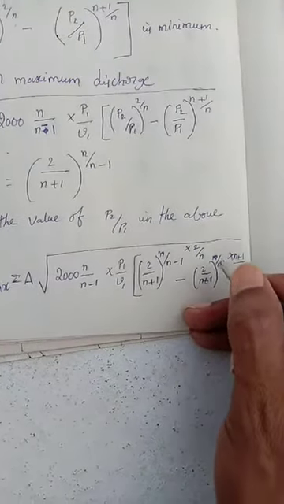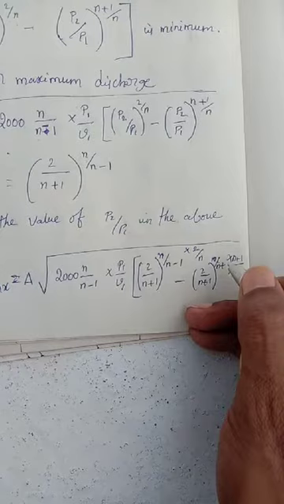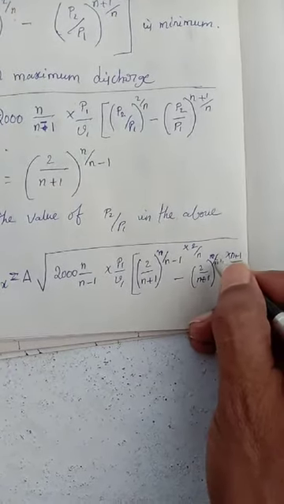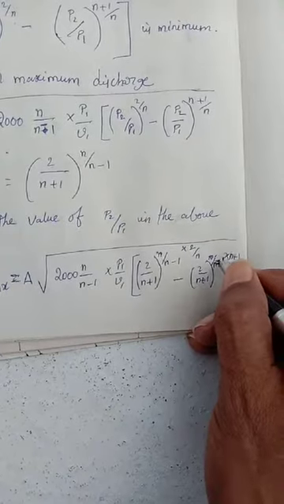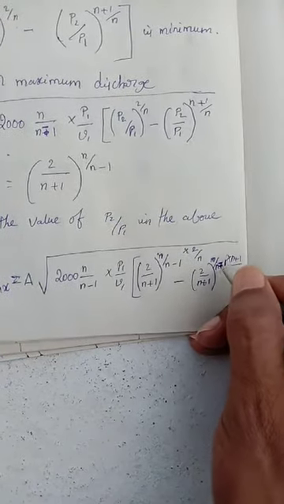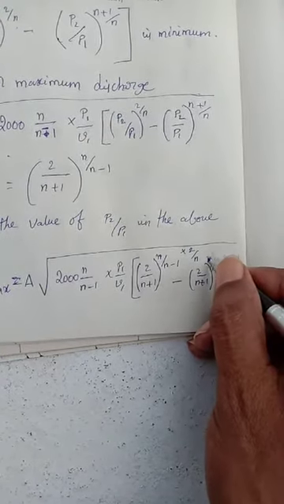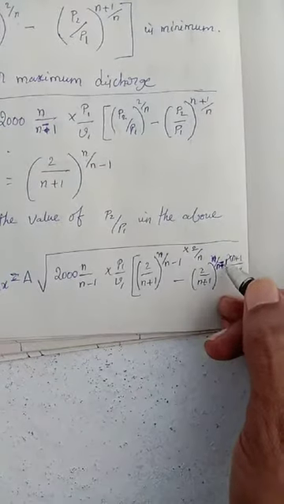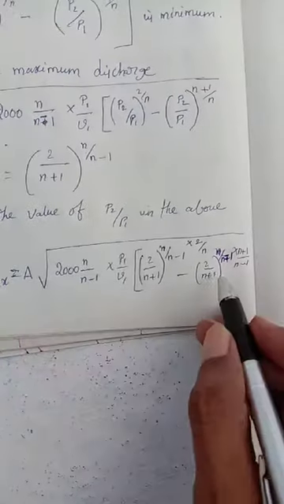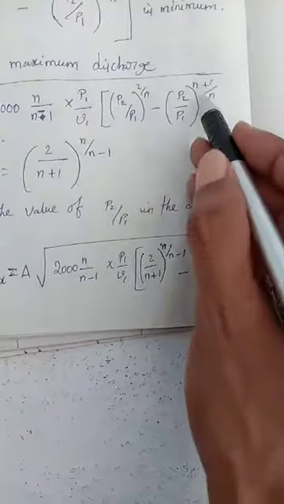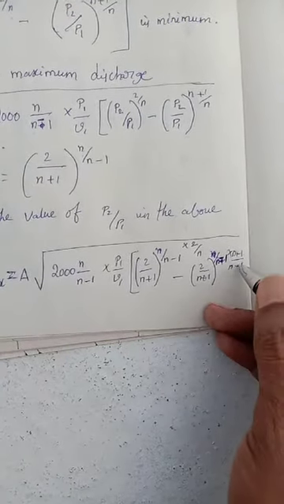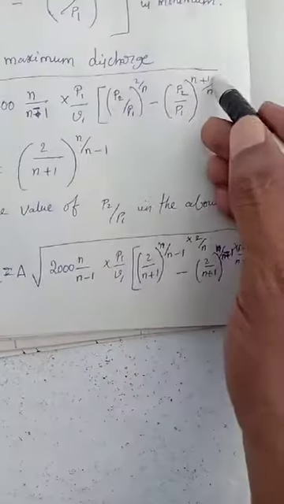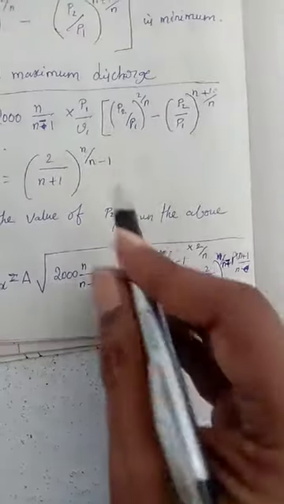Got it? Now here this is n minus 1, n by n minus 1, this value we can write, already n plus 1 divided by n is there, so we can put n plus 1 divided by n.